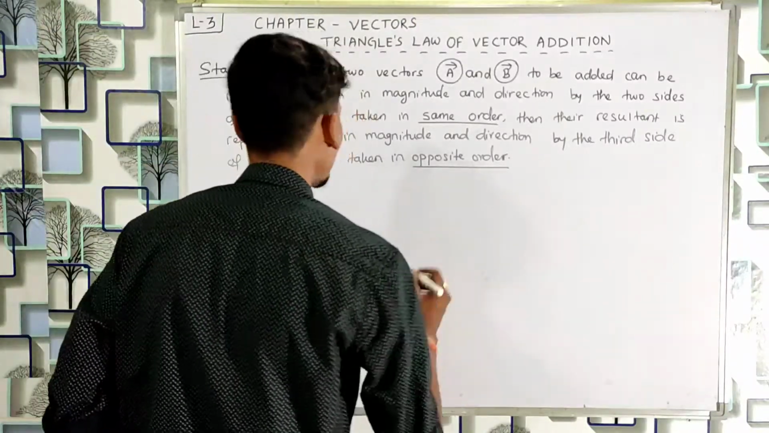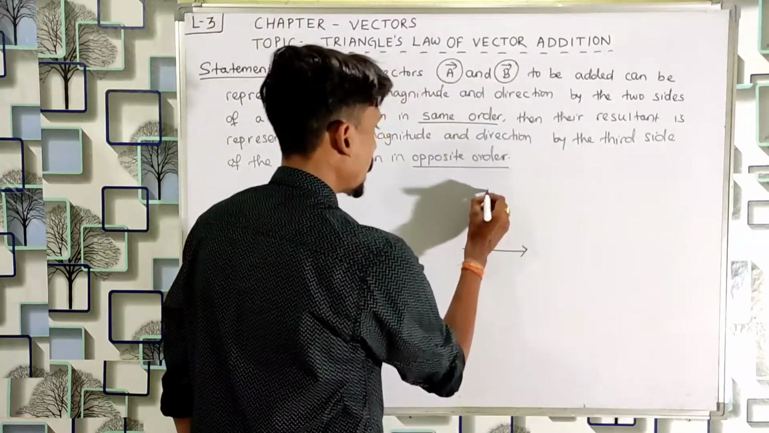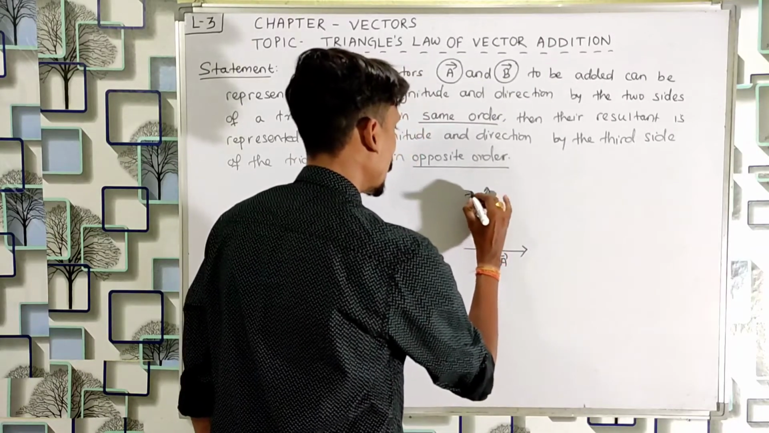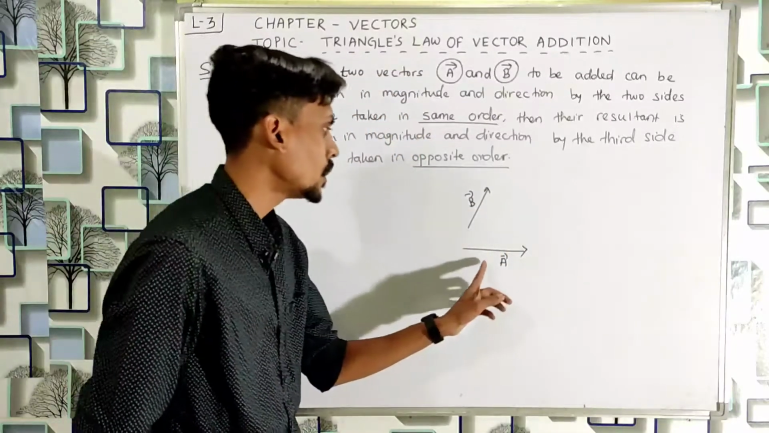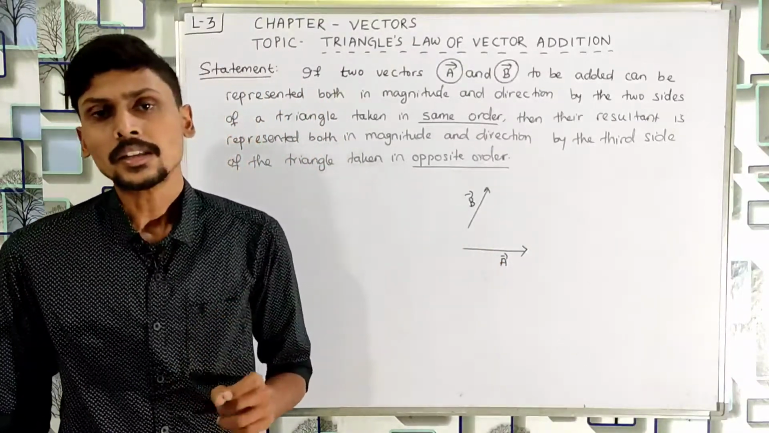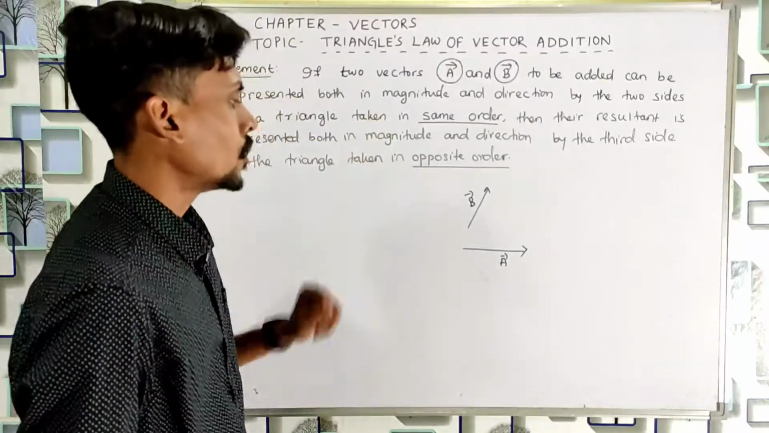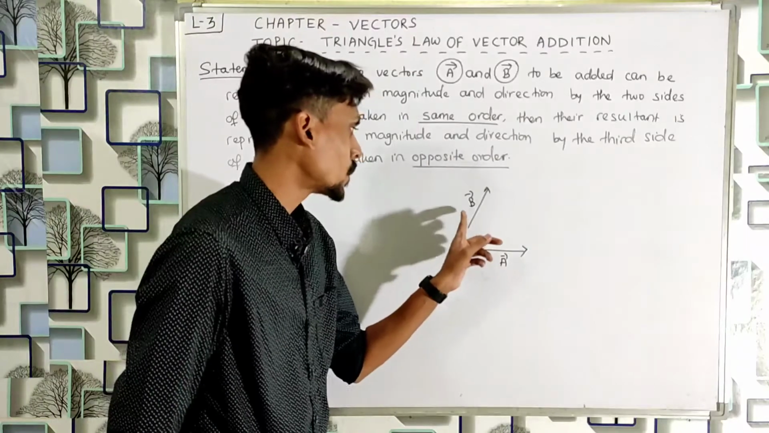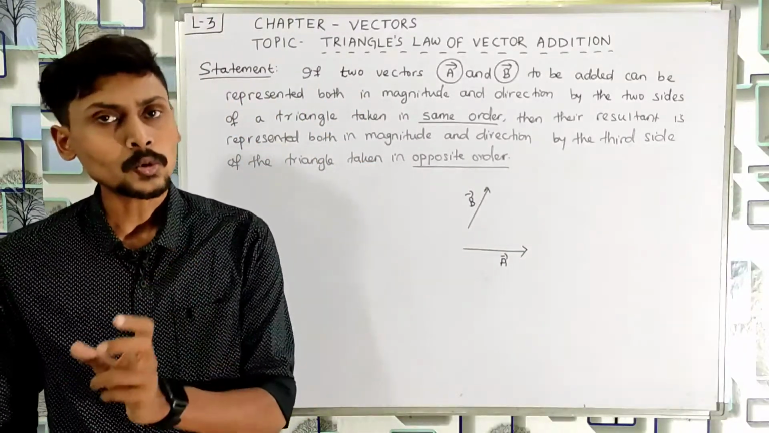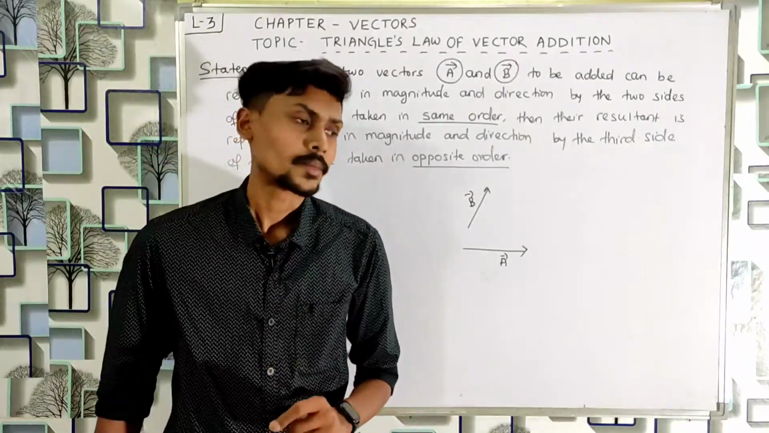Suppose we have two vectors A and B. This is vector A and this is vector B, and we want to add these two vectors using the triangle law of vector addition. So according to this law, the two vectors to be added should be represented as the two sides of a triangle, and they should be taken in the same order.